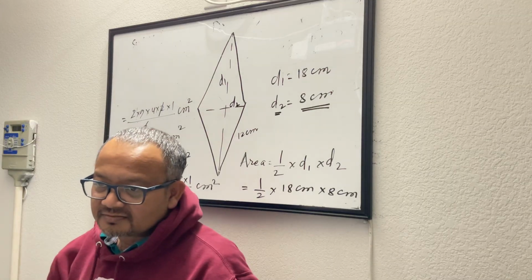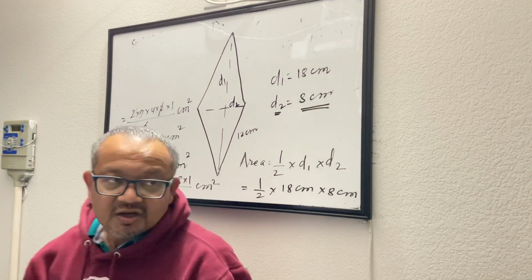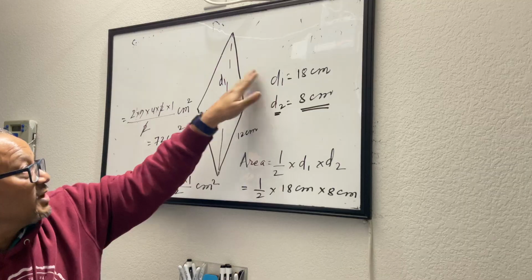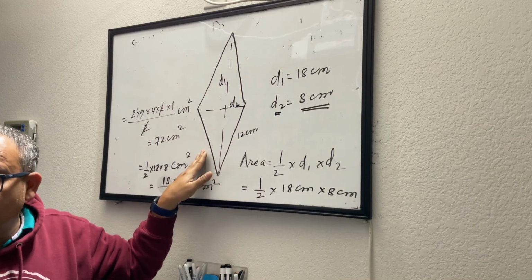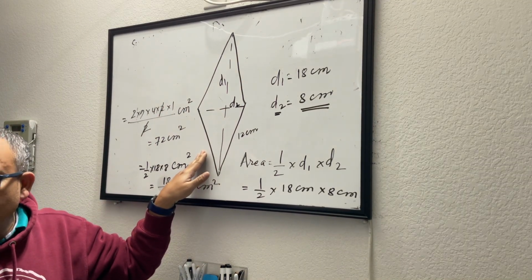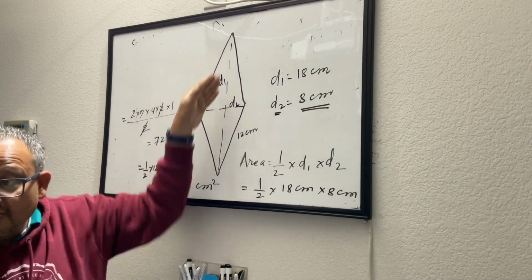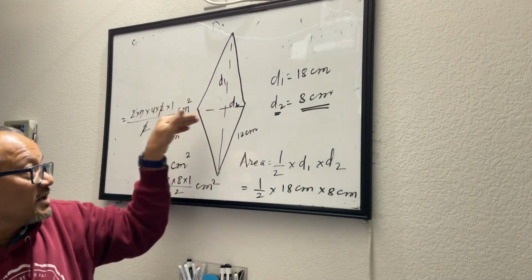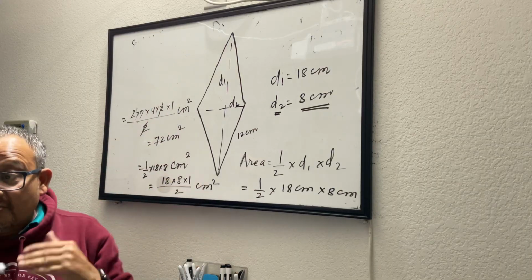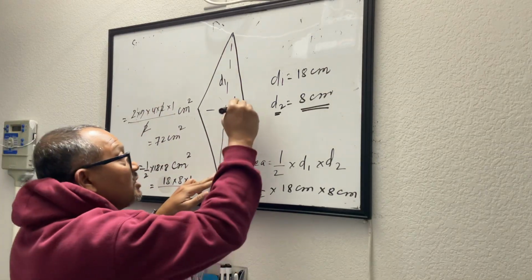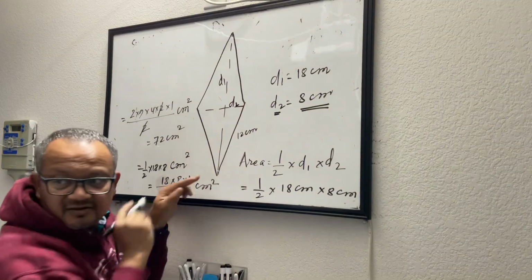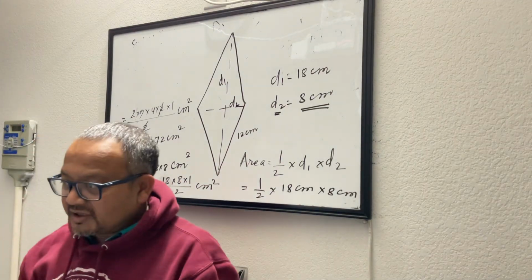How did you get 48 centimeters? 12 plus 12 plus 12 plus 12, 4 times 12. And what was 18 centimeter about? 18 centimeter was the length of the diagonal. This is the length of the diagonal. But when we are talking about perimeter, we are just talking about the length of the boundary. Make sense, everybody?